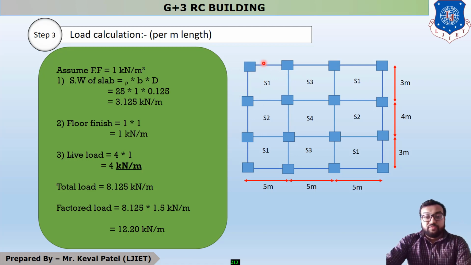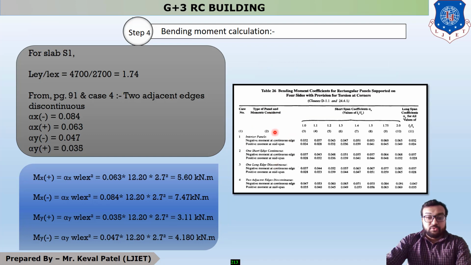Okay. So which condition is preferable? So you can see that your case number 1 is for interior panel. Your case number 2 is one short edge continuous, or it is also called one short edge discontinuous. Your case number 3 is one long edge continuous or discontinuous. But in this example, our reinforcement is two edges discontinuous. For that case, our case number 4, two adjacent edges discontinuous.